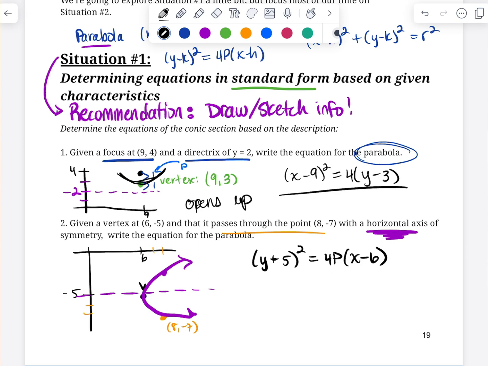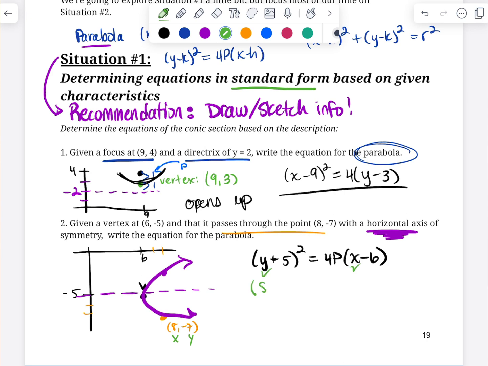So at this point, we're like 2/3 of the way there. But we don't know the p value, and we aren't going to be able to figure it out just by using this space because that point isn't on the focal chord. So that point can be used in another way. That point is an x and a y, so I can use it here and here to solve for 4p.